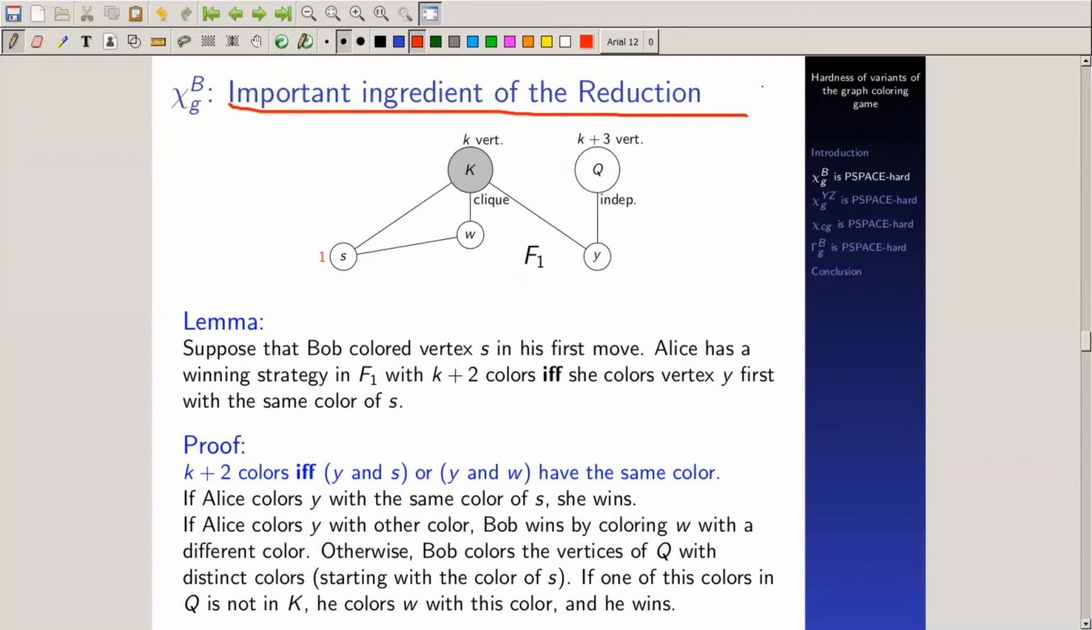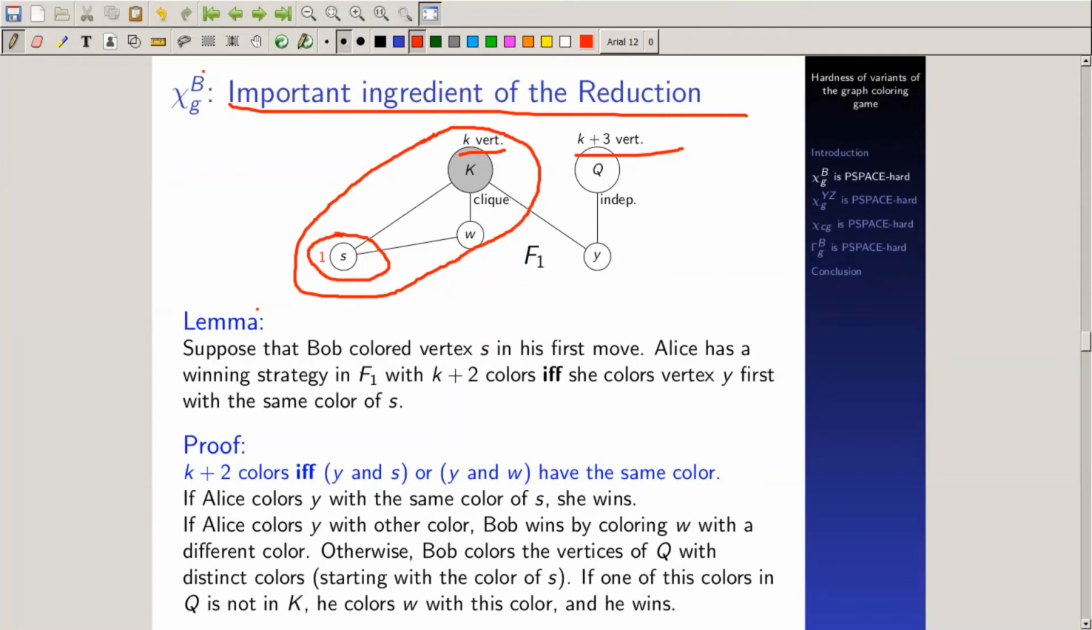One important ingredient of the reduction when Bob starts and no one may pass turns is this graph F1 here. We have a clique with k vertices, an independent set with k plus 3 vertices. So this is a clique with k plus 2 vertices, and we have this lemma. Suppose that Bob colored vertex S in his first move with color 1, for example.